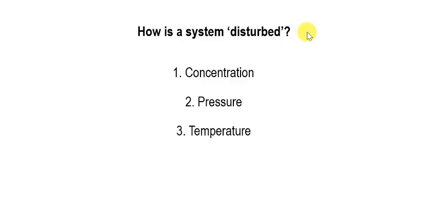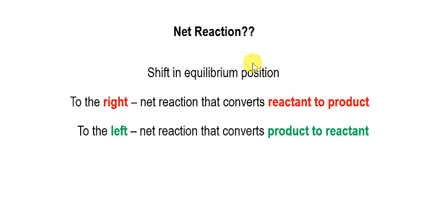So how is a system disturbed? At equilibrium, we know that the value of Q is equal to K. The system is disturbed when a change in condition forces it temporarily out of equilibrium. The three common disturbances are the change in concentration, the change in pressure by a change in volume, or a change in temperature. What does a net reaction mean?